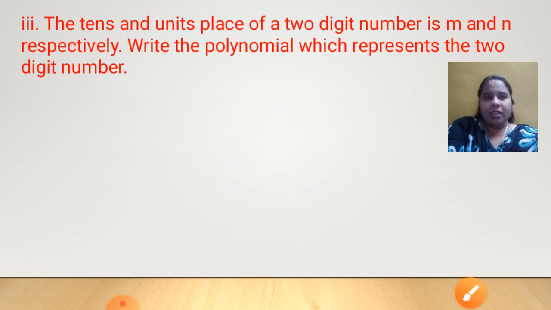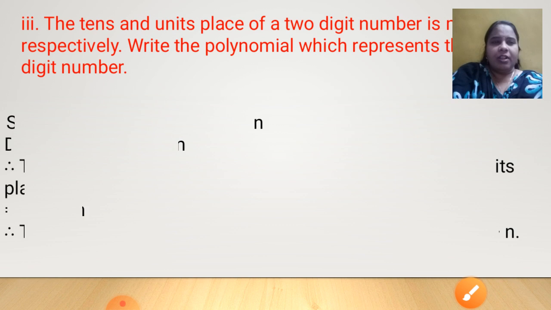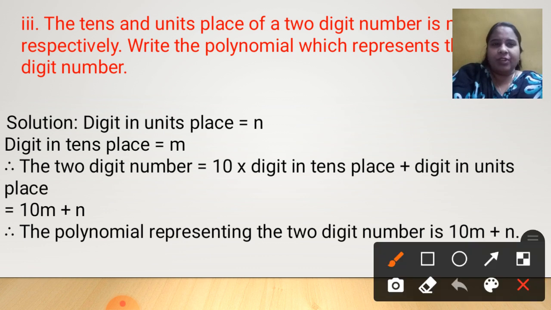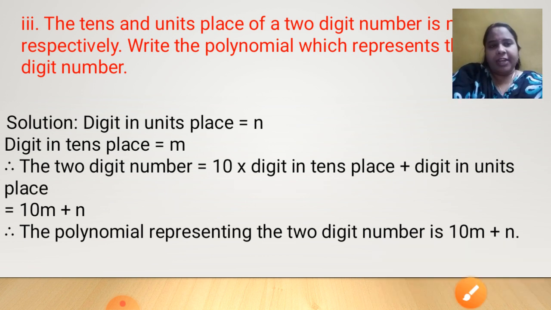I hope it is clear. Very easy. Yes, very important. Now how to write it? Digit in the units place is n, digit in the tens place is m. So the 2-digit number will be 10 into digit in the tens place plus digit in the units place. So as easy as 10m plus n. Write the final answer. The polynomial representing the 2-digit number is 10m plus n. Yes, very important. I hope you have understood this concept.